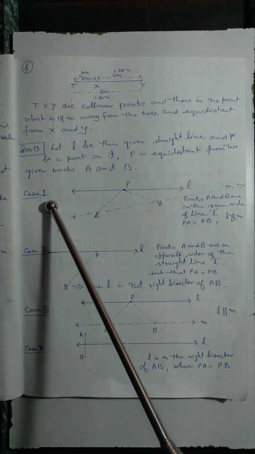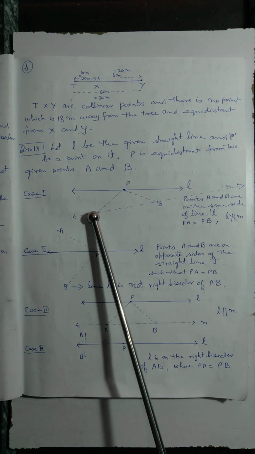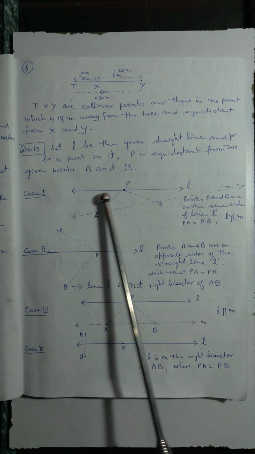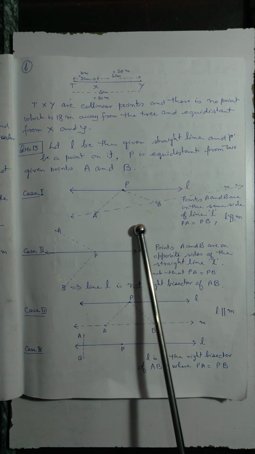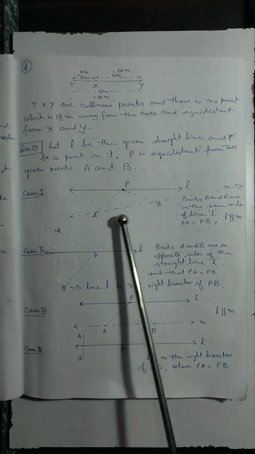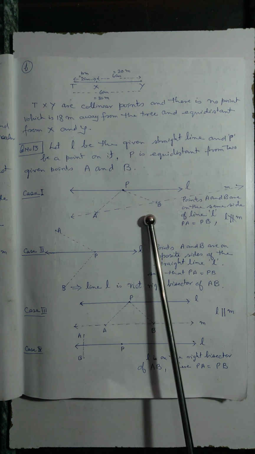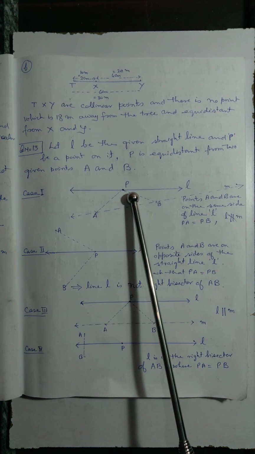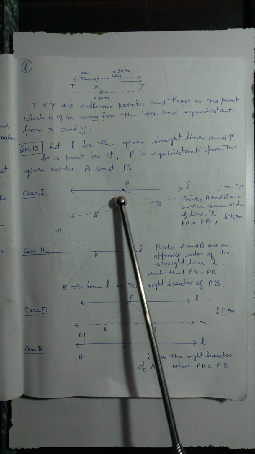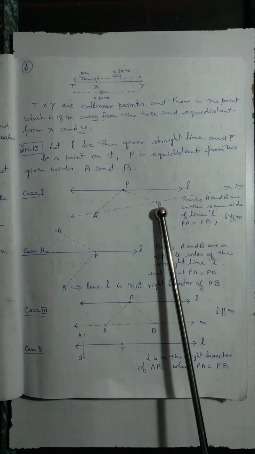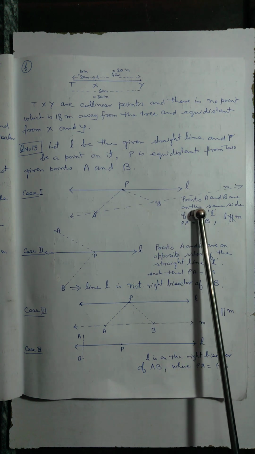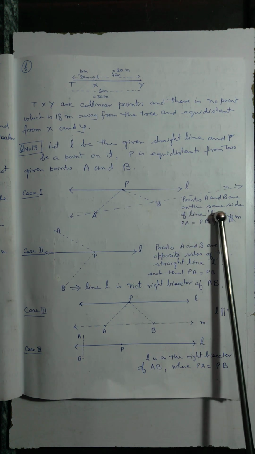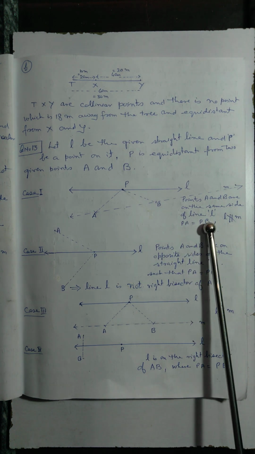देखिए केस 1 में लाइन L दिया हुआ है. There is a point P on this line and there are 2 points A and B, which are equidistant from the point P. Means PA is equal to PB. The points A and B are on the same side of the line L.